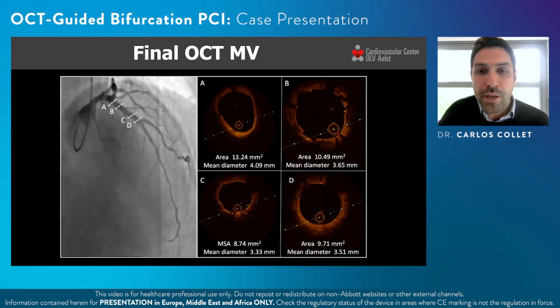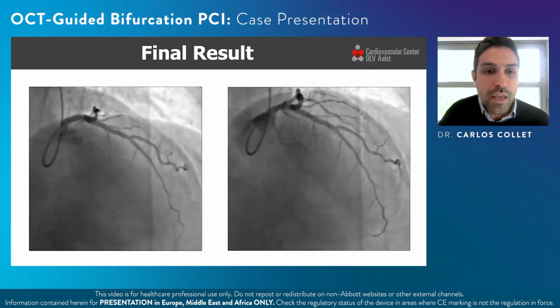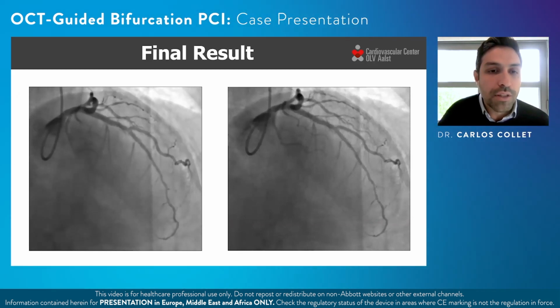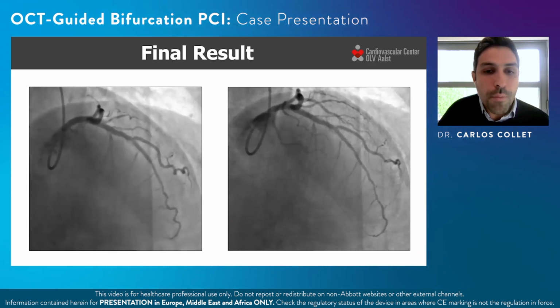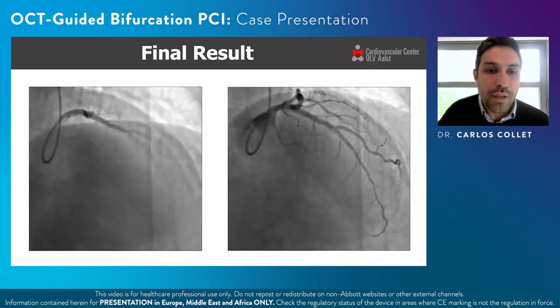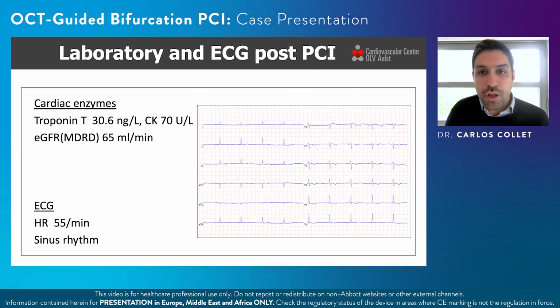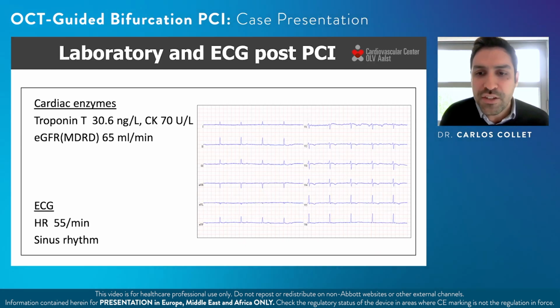If we look now at the still pictures of the same final run, this is what we obtained with an MSA at the level of cross-section C of 8.74 millimeters square. And this was the final angiographic appearance, which for us was really gratifying to see, a very good flow in both branches and a good result at the level of the side branch and the main branch as well. Finally, the patient did well. Small increase in troponin after the procedure, 30.6, and small changes in the anterior wall, but without pain and without further increase in heart enzymes.